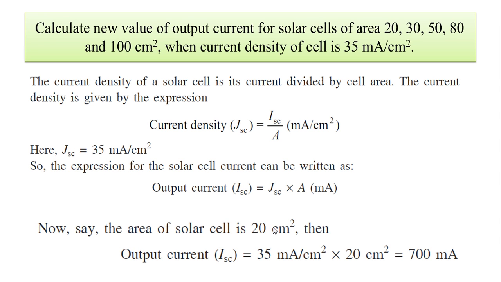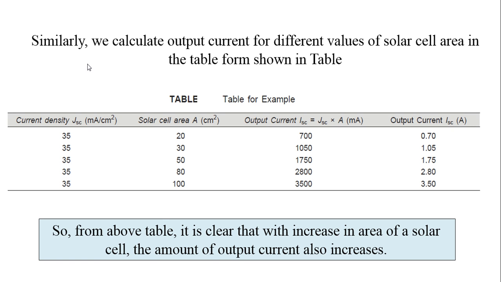So our output current is 35 milliampere per centimeter square into 20 centimeter square area. So my total output current for this specific area of the cell is 700 milliampere. Similarly, one can do it for 30, 50, 80 and 100 centimeter square. We are not computing this in detail in the PPT, so I made a table of it.